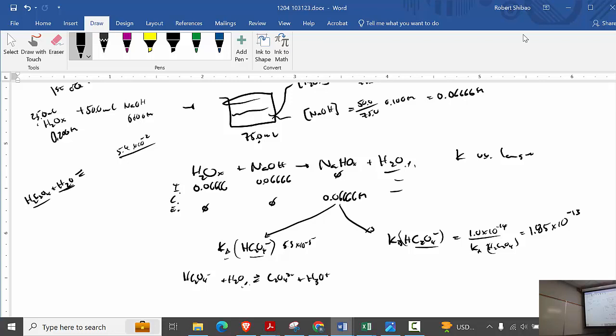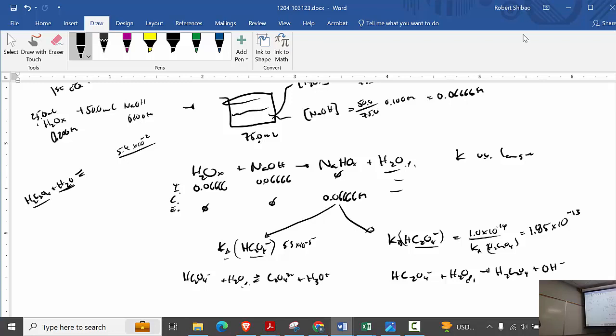Now does this describe the same equilibrium? And so let's take a look. The Kb equation will be HC2O4 minus plus water. The only difference here is, in this case, water takes the proton off hydrogen oxalate. Over here, hydrogen oxalate will take the proton off water. And so we end up with oxalic acid, conjugate acid, plus hydroxide.